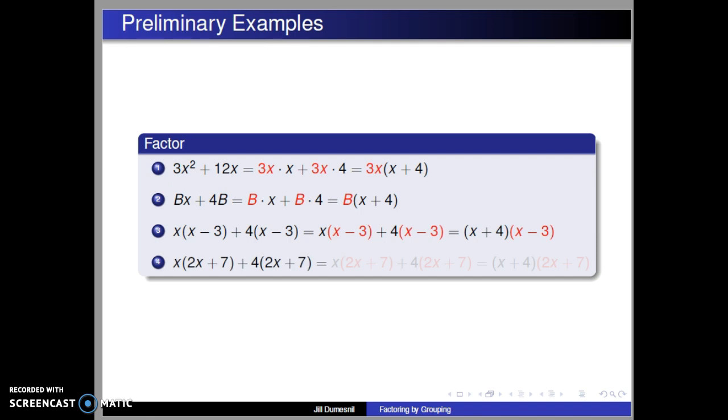In the last example, we have a common factor of 2x plus 7 that can be factored out. Once again, our remaining factor is x plus 4. Look carefully at these examples and note the similarities.